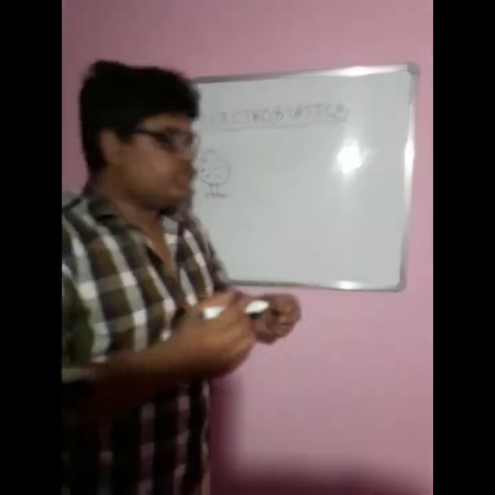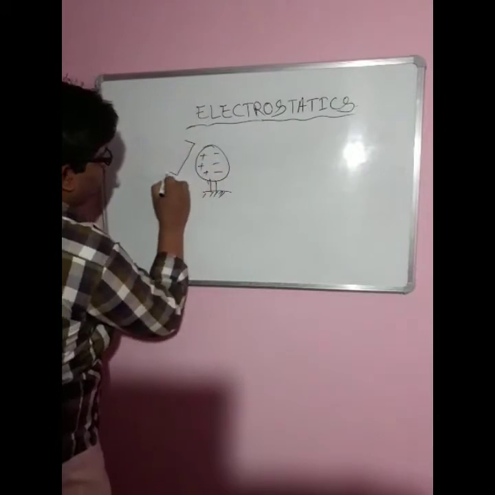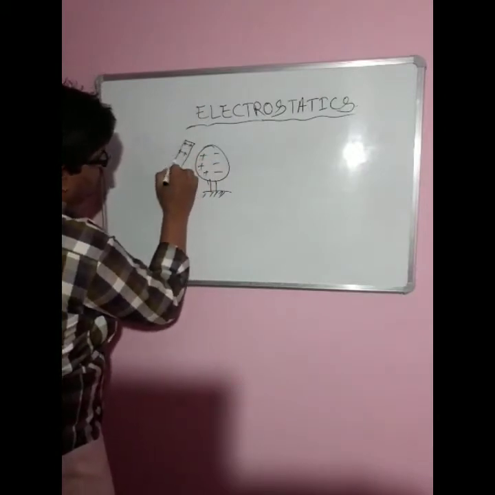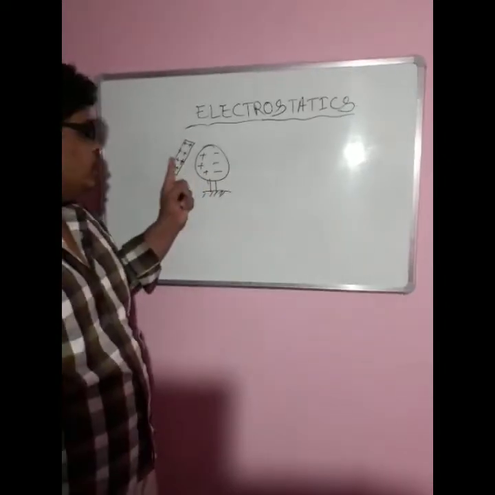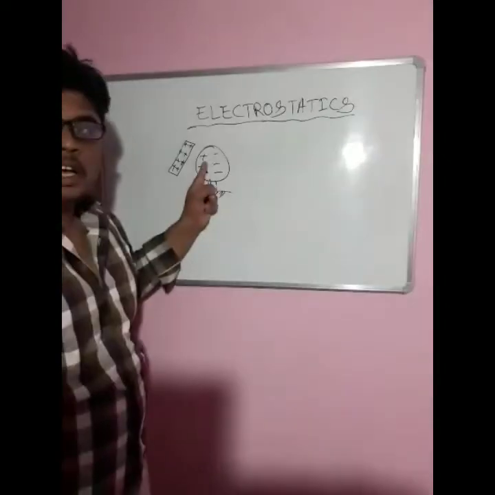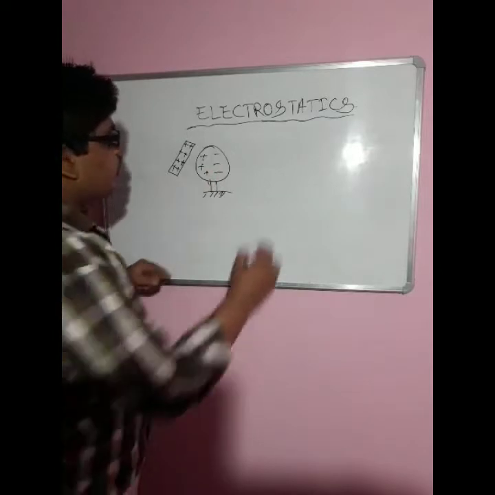If I place another body nearer to it having positive charge, see, this body having positive charge, it comes close to the neutral body. Then what happens?